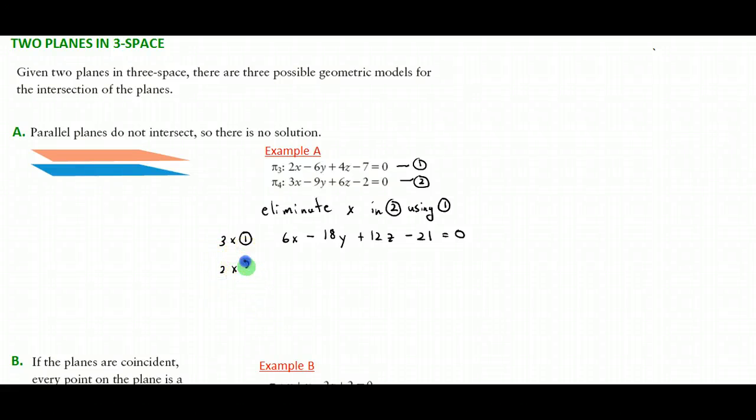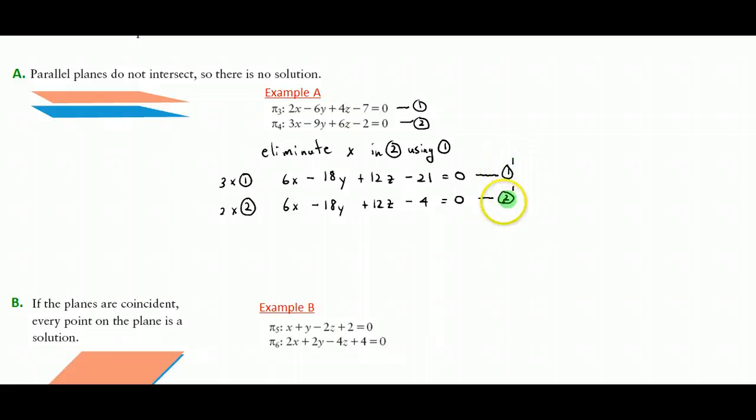Then I'll multiply equation 2 by 2. So I say 2 times 2. Notice that I'm using a circled number to identify the equations so I don't mix them up with my coefficients or my numbers that I'm multiplying by. So 2 times equation 2 will give me 6x minus 18y plus 12z minus 4 equals 0. And often what I do is I relabel these equations. You can call them equation 3 and 4. I like to put a little dash to say what equation they came from. So now I'm dealing with equation 1 prime and 2 prime.